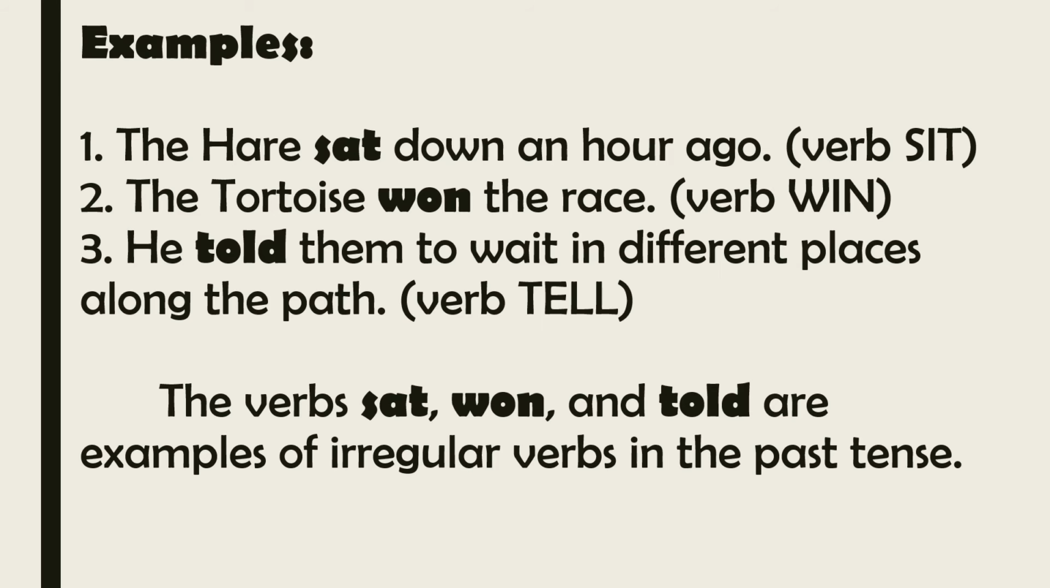For example, the hare sat down an hour ago. So sat is the past tense of the verb sit. The tortoise won the race. So the word won is the past tense of the verb win. He told them to wait in different places along the path. So told is the past tense of the verb tell. So these are the examples. These verbs are examples of irregular verbs in the past tense.